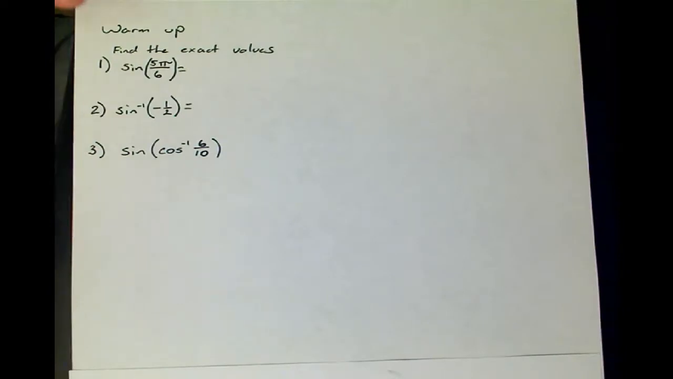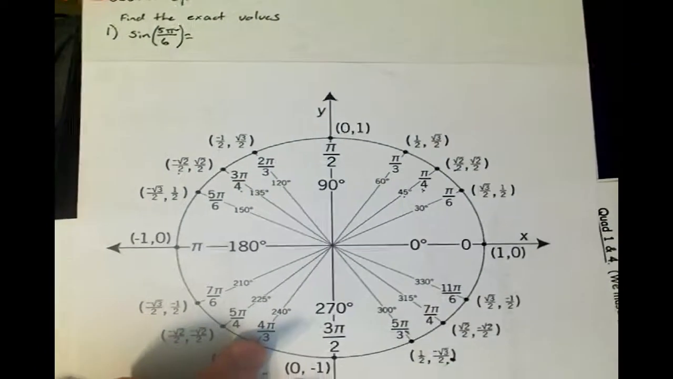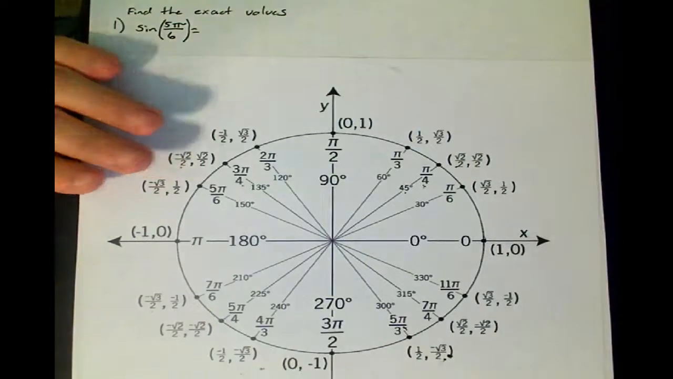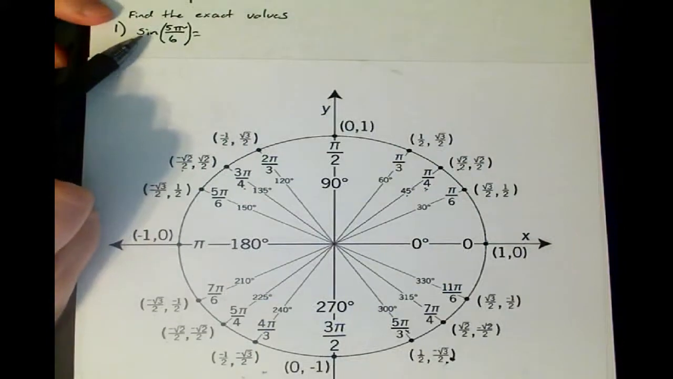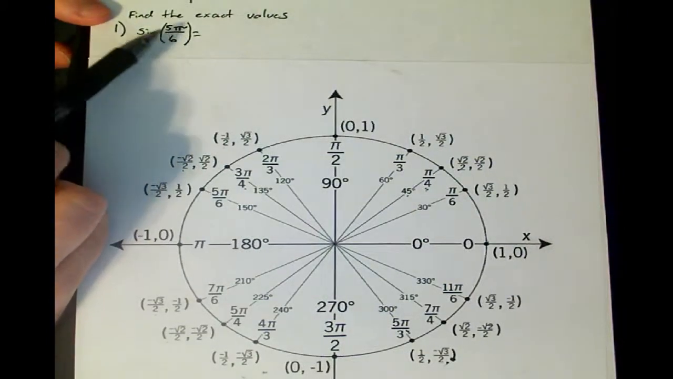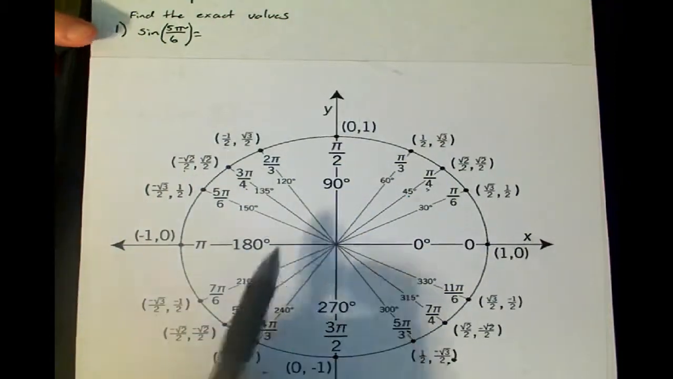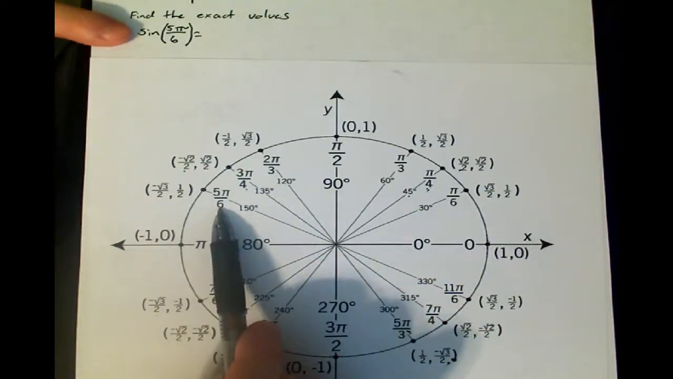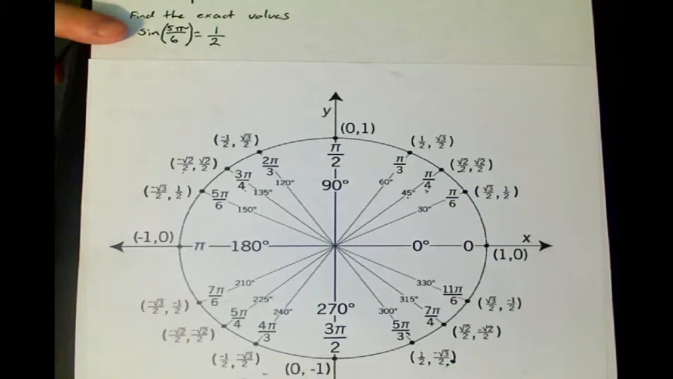Alright guys, let's get our unit circle out over here so you can remember what's going on. Okay? First off, on number 1, this is not an inverse. This is a regular function. That means I can go all the way around the circle, which means this is a very easy problem because I just go to 5 pi over 6. Sine is the y value, so I come over here to y and I write down 1/2. It's that easy.